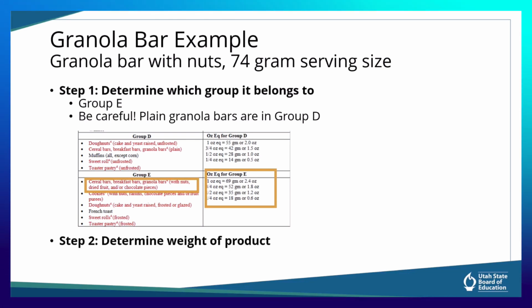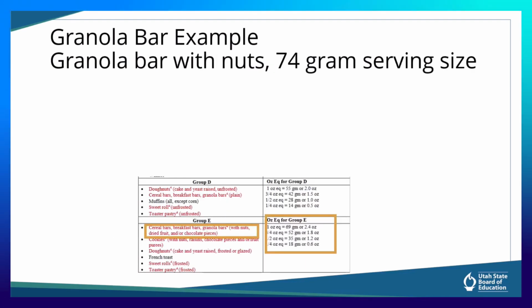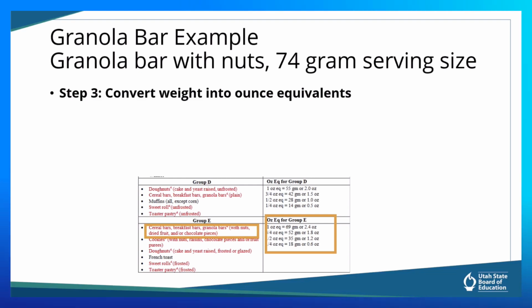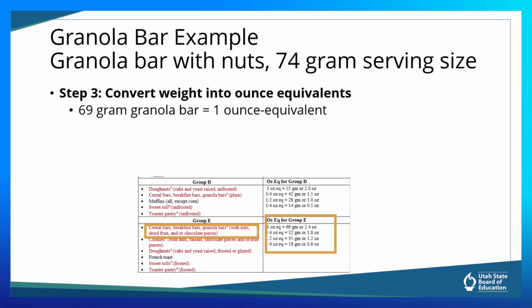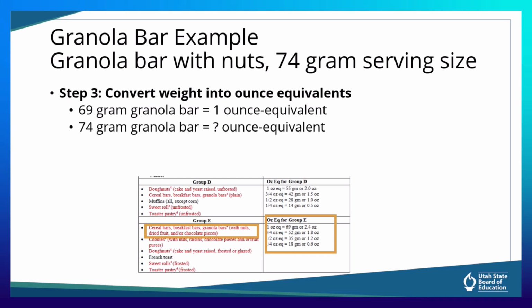Step 2, how much does it weigh? In this example, we know our granola bar weighs 74 grams. Step 3, we need to convert weight into ounce equivalents, so it's time to do some math. In Group E, 69 grams of a product is equal to 1 ounce equivalent. We want to figure out how many ounce equivalents 74 grams of a product is. So we set up the problem with what we know, cross-multiply, and cancel our units.